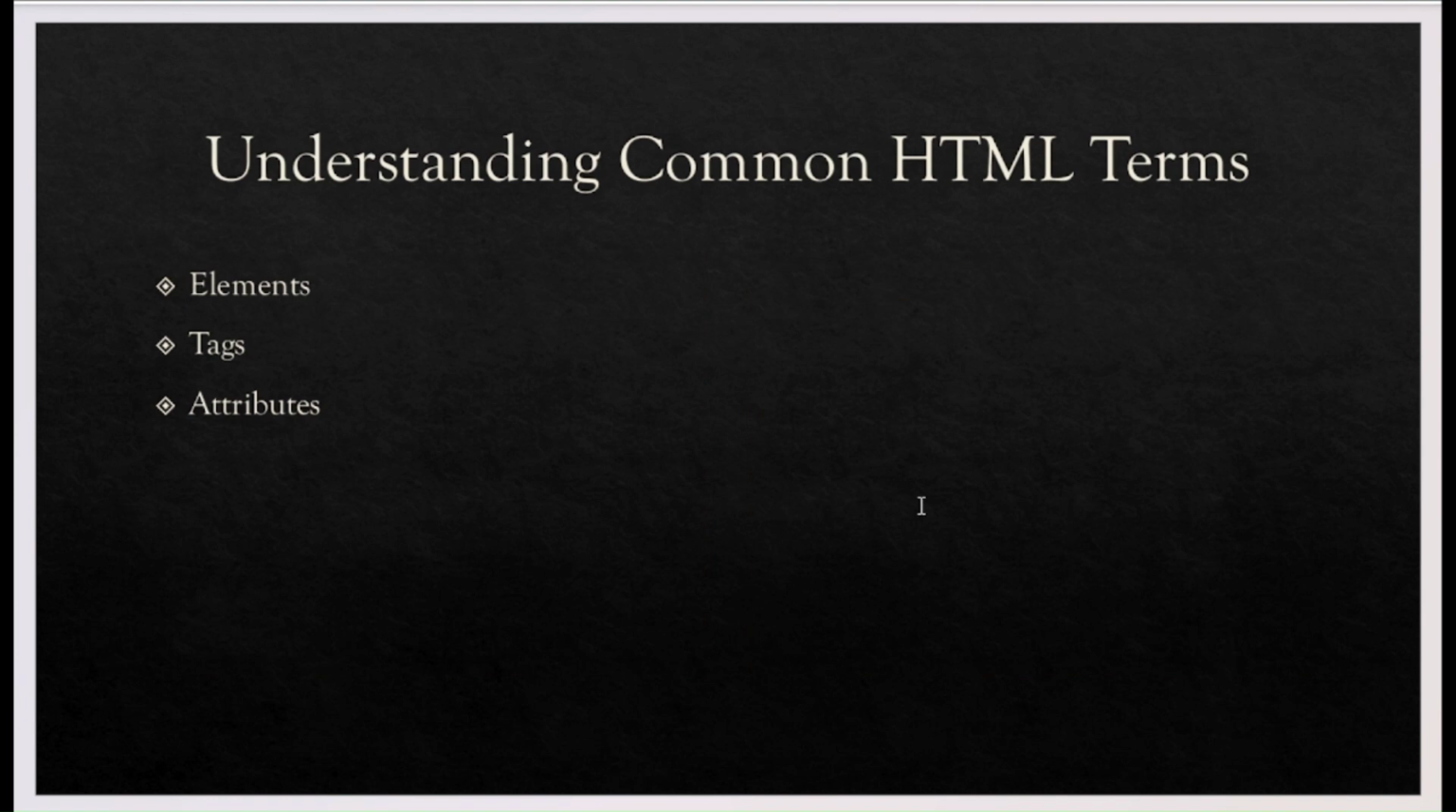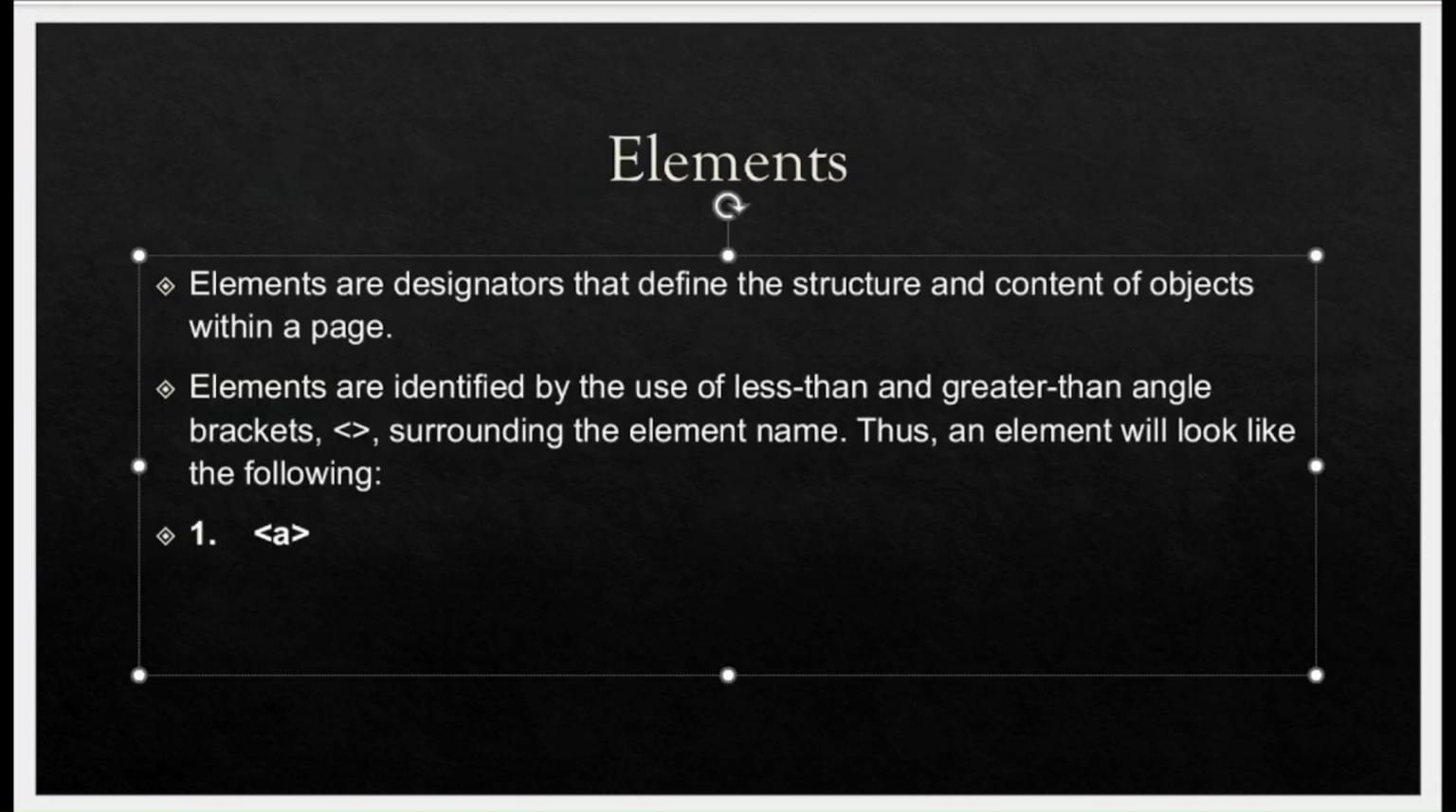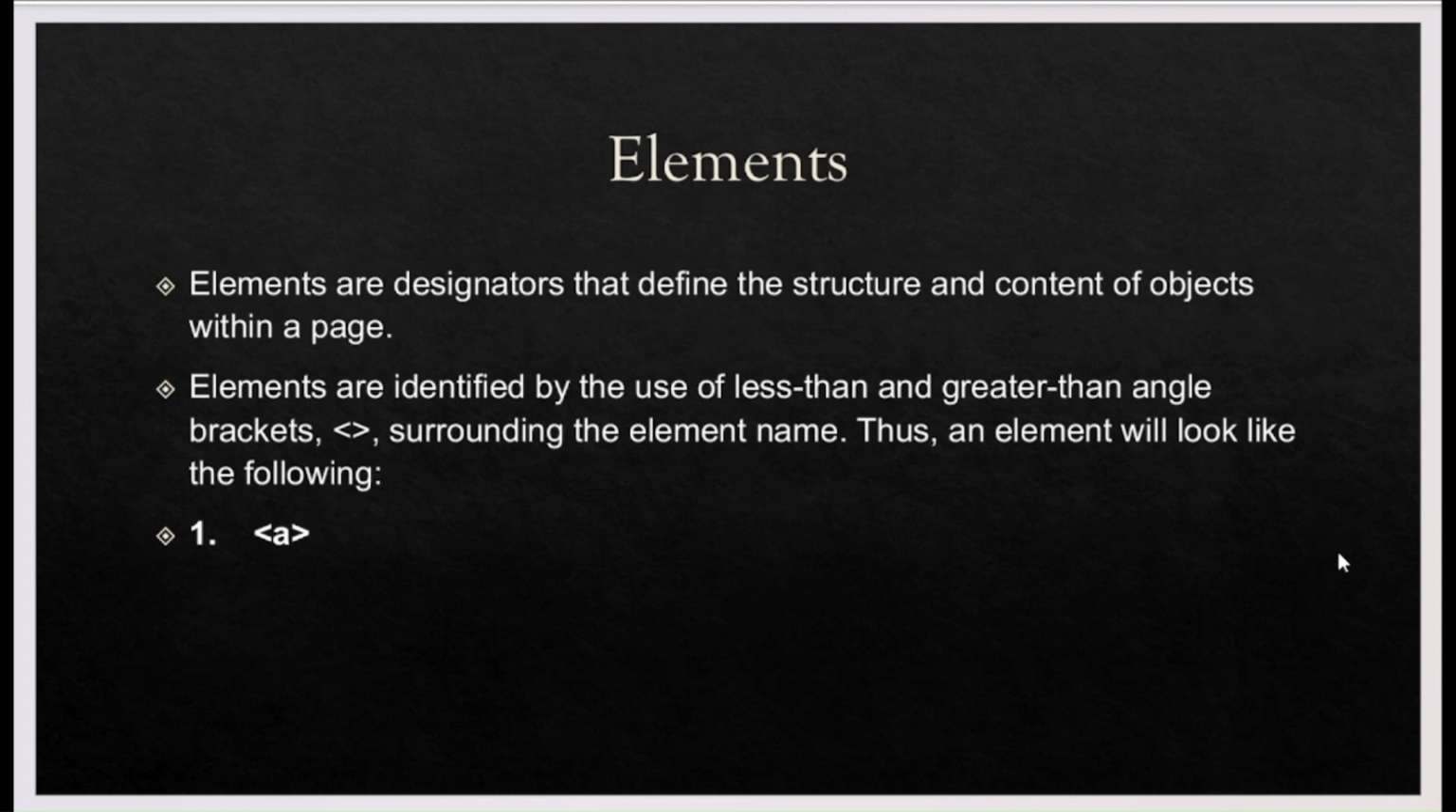Now let's understand some common HTML terms. They are elements, tags, and attributes. We'll go first with elements. So, what are elements? Elements are designators that define the structure and content of objects within a page. Elements are identified by the use of less than and greater than angle brackets surrounding the element name. Thus, an element will look like the following.